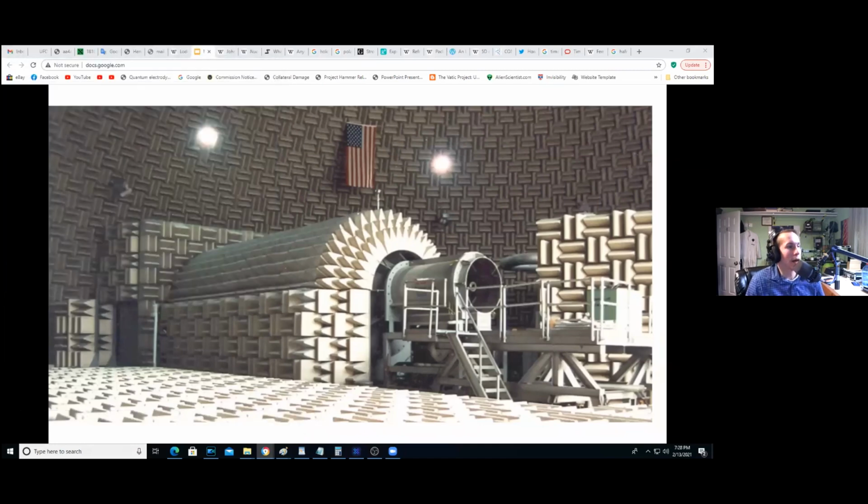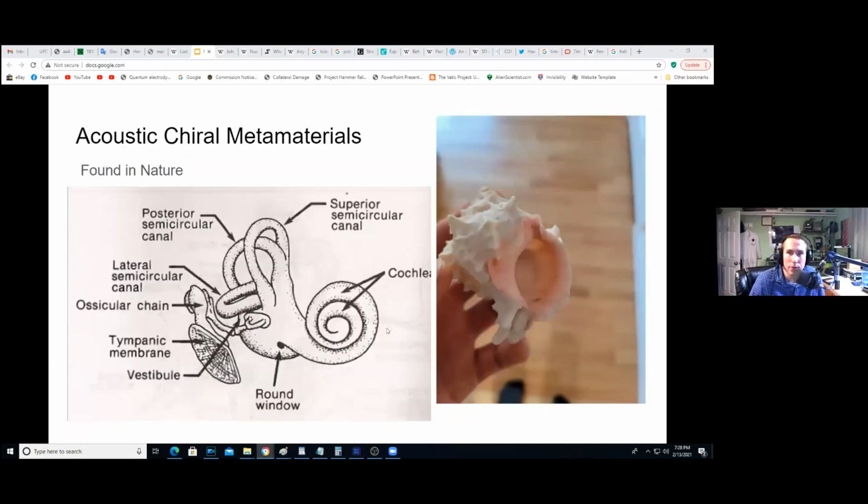Yeah, it's the Eckel Noise Control Technologies. It's called ECKEL, the world's quietest room. There's also acoustic chiral metamaterials in nature. One of them is a seashell. You ever wonder why you put a seashell to your ear? You can hear all the air currents amplified so loudly inside the seashell. It's because it's a metamaterial.